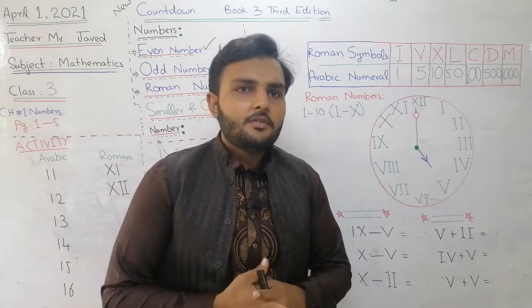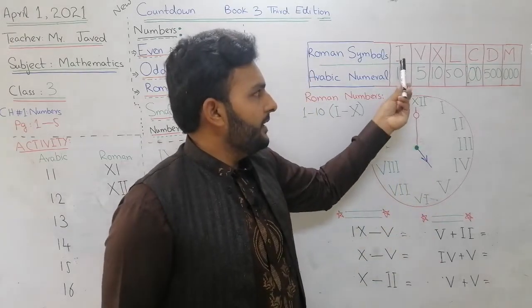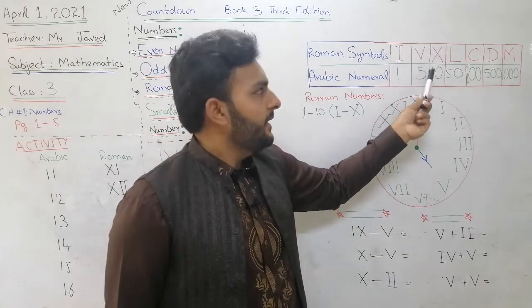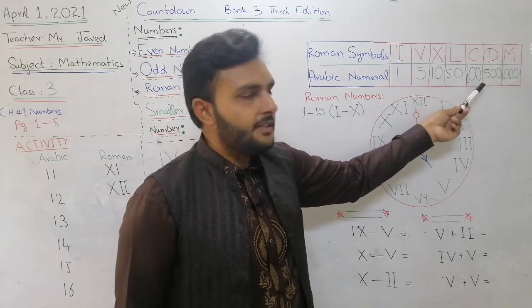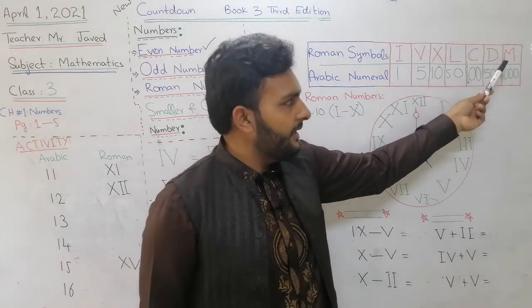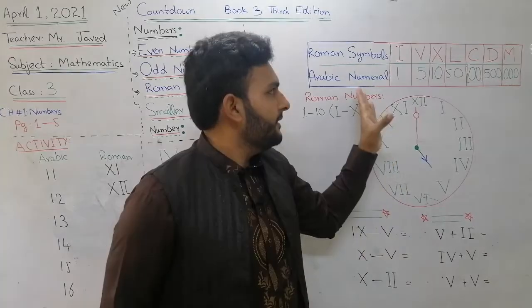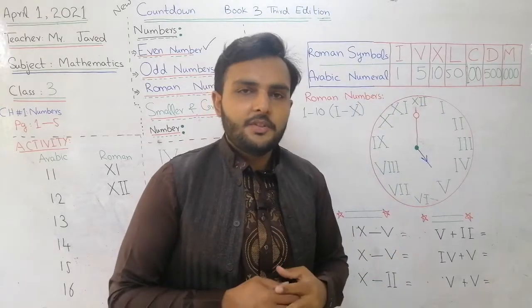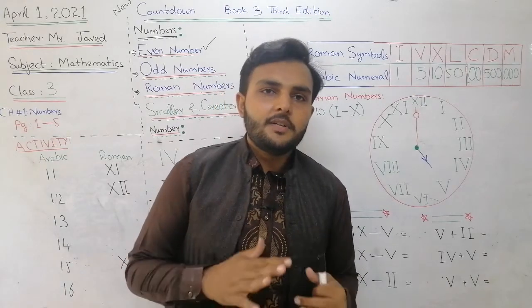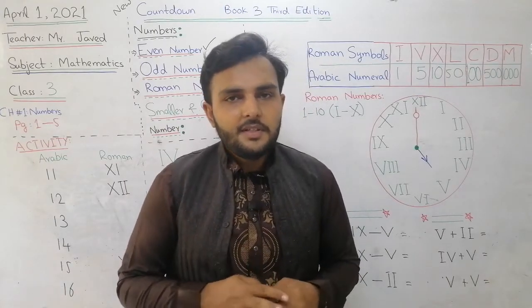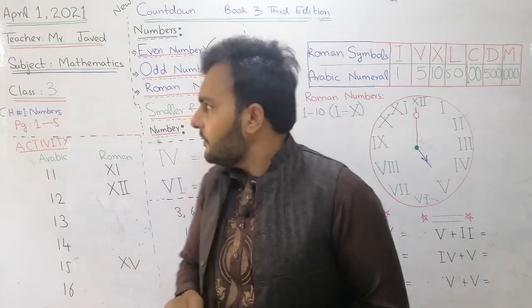This one you should know on your fingertips, all of you. Again, I is for 1, V is for 5, X is for 10, L is for 50, C is for 100, D is for 500, M is for 1000. This is the basic table that we are going to use. But first of all, we have to study it from 1 to 20: how we will write from 1 to 20, and then how we can apply these numbers.